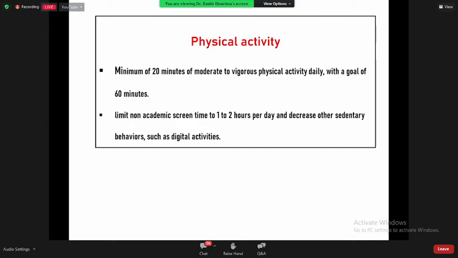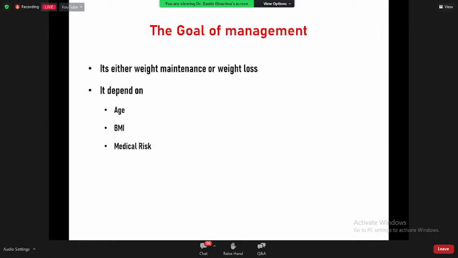iPhone 13 Pro Max. Okay, the goal of the management is either weight maintenance or weight loss. So when you are dealing, what is the goal? The goal is either to maintain the weight of this child rather than to reduce the weight, or you need to reduce the weight. Maintaining the weight or reducing the weight depends on the age of the child, the body mass index of the child, and the medical risk. So those who are adolescents with severe obesity, having medical risk, for sure we need to reduce their weight. And those children who have overweight and their age is less than 10 years, usually we need just to maintain their weight. And if we maintain their weight because they are growing, the body mass index is going to drop down.